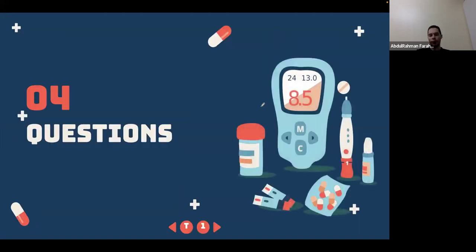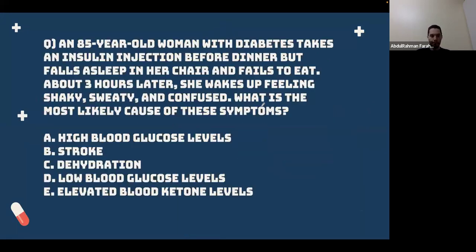Okay, finally, onto the questions. An 85-year-old woman with diabetes takes an insulin injection before dinner, but falls asleep in her chair and fails to eat. About 3 hours later, she wakes up feeling shaky, sweaty, and confused. What is the most likely cause of these symptoms?